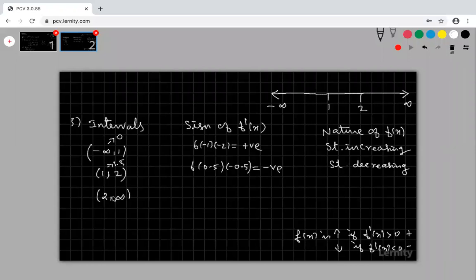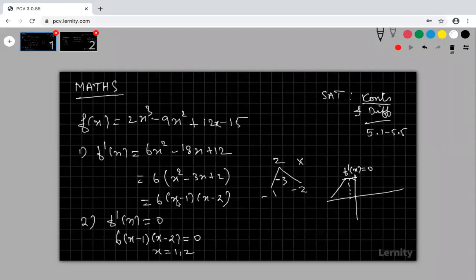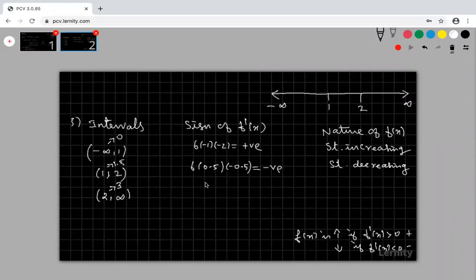This is 2 comma infinity. 2 comma infinity means you can take any one point. Take a simple point, 3. Apply here. 3 minus 1 is 2, and 3 minus 2 is 1. So therefore 6 into 2 into 1, all are positive. If you multiply, you will get a positive value.